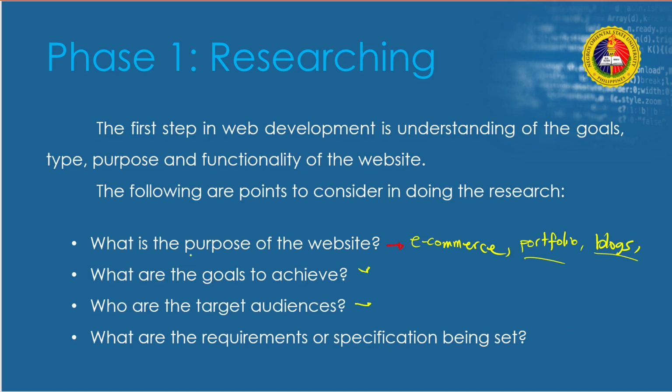So again, first is what is the purpose of the website, what are the goals to achieve, what are the target audiences, and last, what are the requirements or specifications being set. Okay, so this varies to different things. First, maybe the most common would be what colors to use, fonts, design elements. Okay, that's for the design part. And then what are the programming languages that we'll be using or scripting languages?